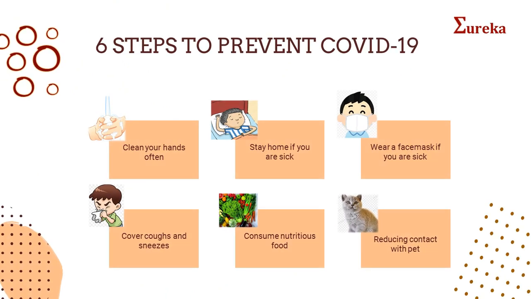Here, Eureka has 6 steps to prevent COVID-19. First is clean your hands often. Second, stay home if you are sick. Third, wear a face mask if you are sick. Fourth, cover coughs and sneezes. Fifth, consume nutritious food. And last, reduce contact with pets. And don't forget to keep social distancing.